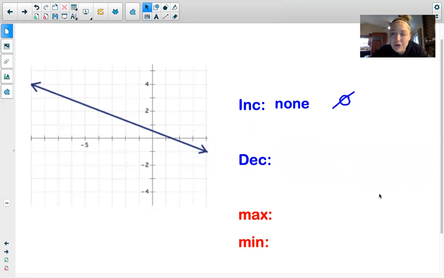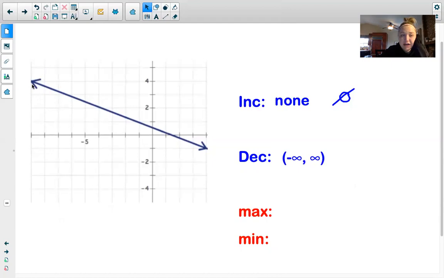Okay, decreasing. Where is this graph going downhill? I hope that you're thinking everywhere. Yeah, but there's a mathematical way to write the interval of everywhere. So how far to the left does this thing go downhill? Well, it starts at -infinity. And then it keeps going downhill to the right forever to +infinity. So the decreasing interval everywhere, -infinity to +infinity. That means forever in the left direction and forever in the right direction, it's going to be going downhill.